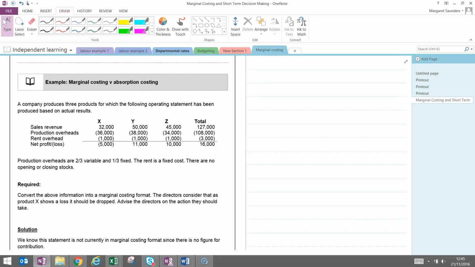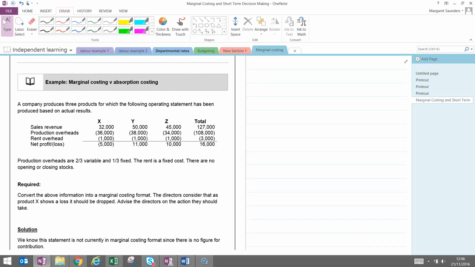Further information that we're given is that the production overheads are 2/3 variable and 1/3 fixed. The rent is a fixed cost, and we're told there are no opening or closing stocks. Now, we're required to convert the above information into a marginal costing format, and we're also told that the directors consider that as product X shows a loss, it should be dropped. Advise the directors on the action they should take.